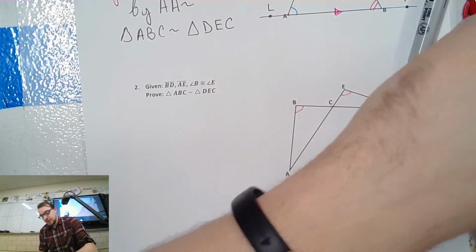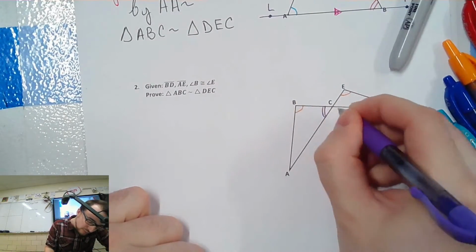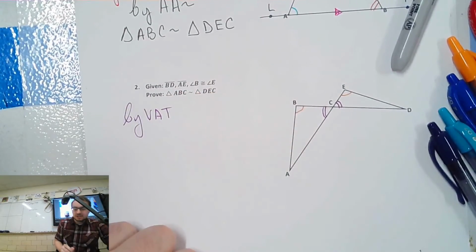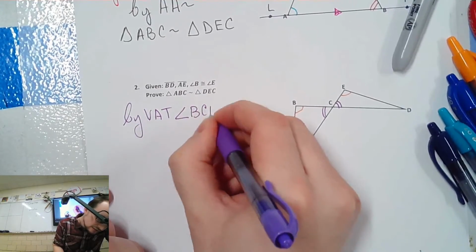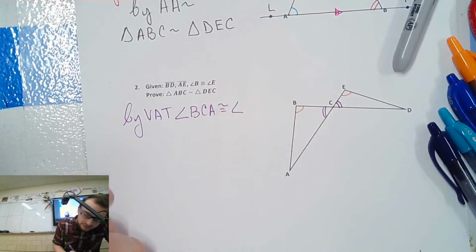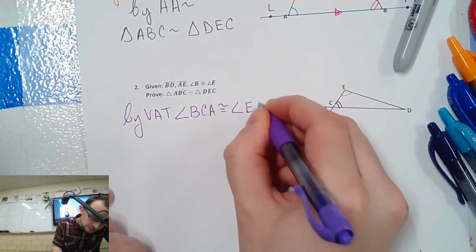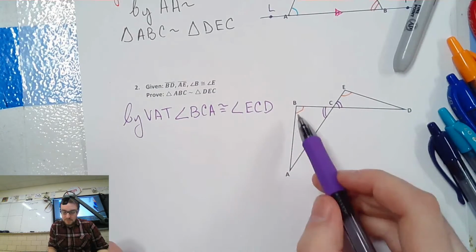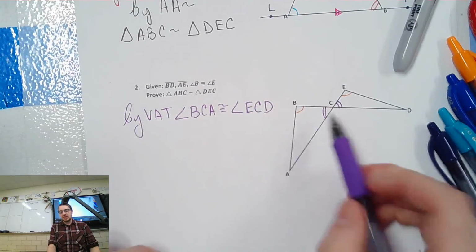So what do you see? Zayden. By vertical angles theorem. Can't call them angle C because there's lots of angle C's, right? Angle BCA is congruent to angle ECD. C has to be the middle because it's the vertex. BCA is congruent to ECD. Can't just call it angle C because there's lots of angle C's.